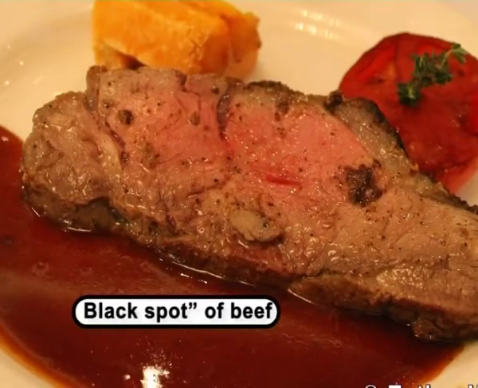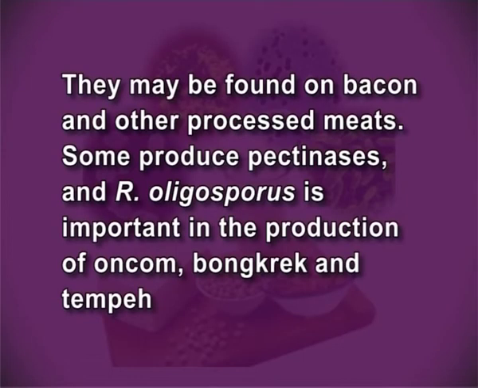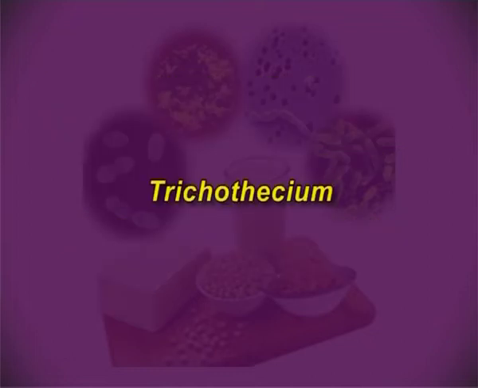Some cause black spot of beef and frozen mutton. They may be found on bacon and other processed meats. Some produce pectinases, and Rhizopus oligosporus is important in the production of oncom, bongkrek and tempeh, which are fermented foods.